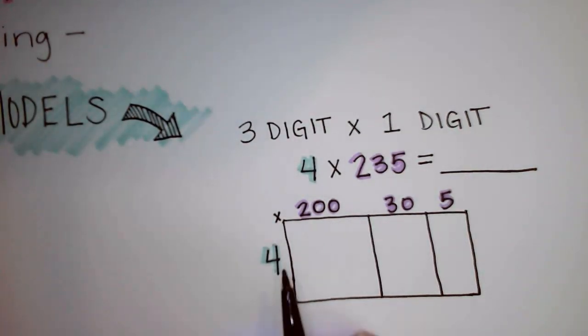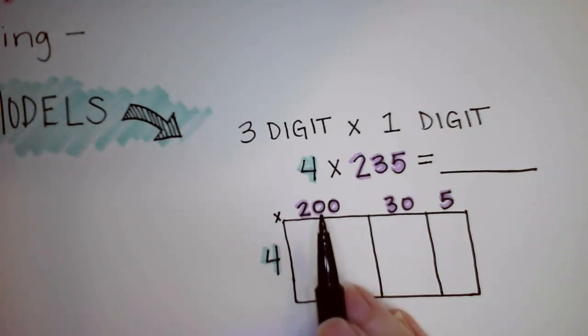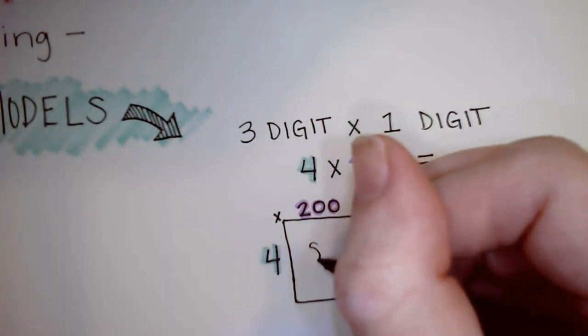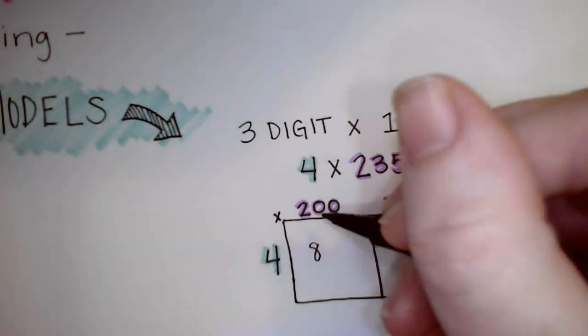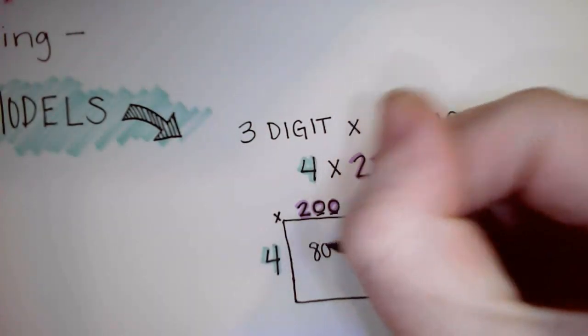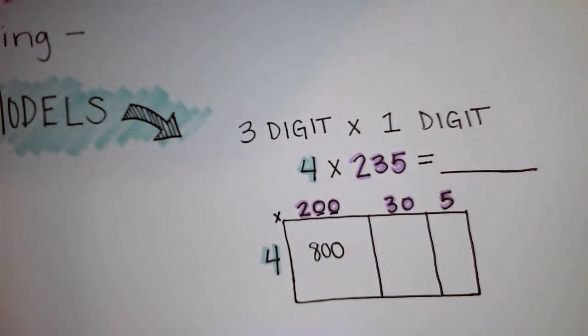In this first section, I'm going to go ahead and do 4 times 200. Well, here I can use my zeros trick. I know that 4 times 2 is 8, and I'm going to drop down the 2 zeros from my 200. So 200 times 4 is 800. So this area, or this space of my rectangle, is essentially worth 800.